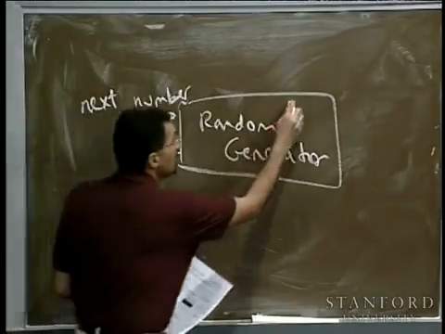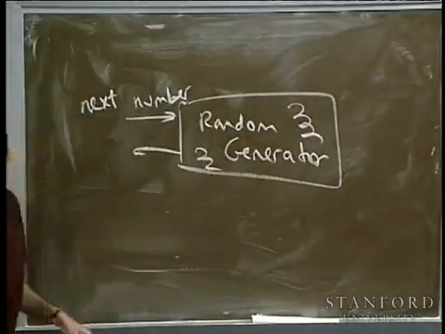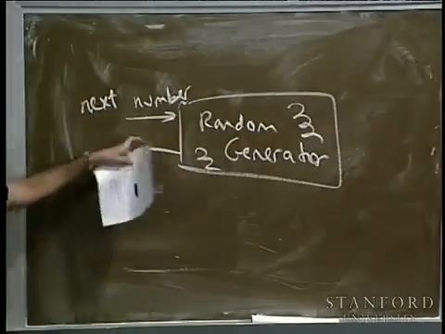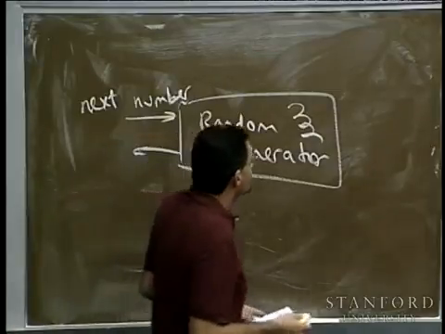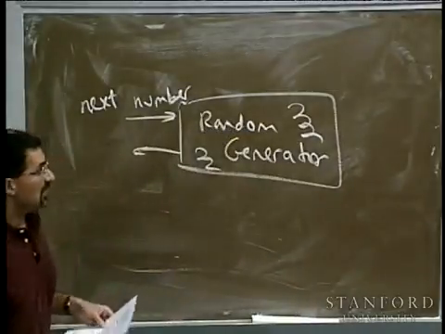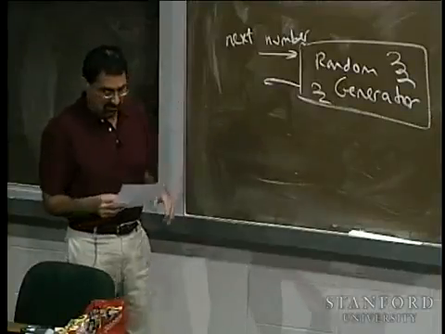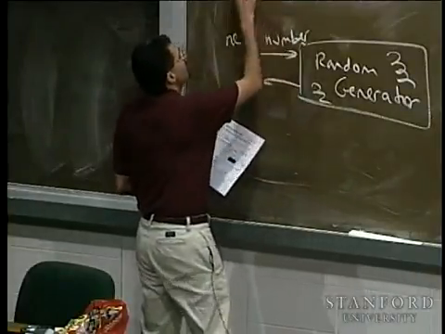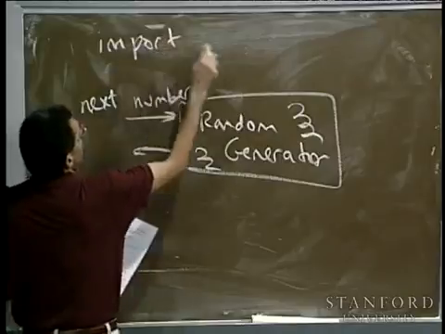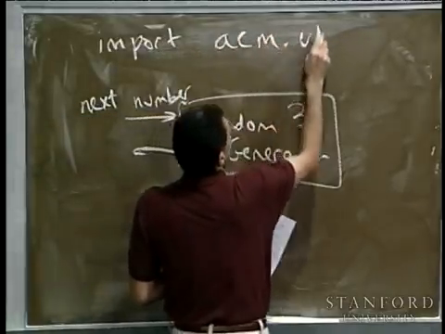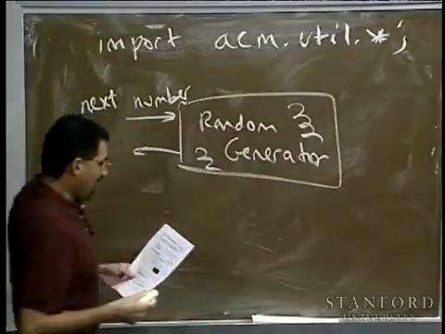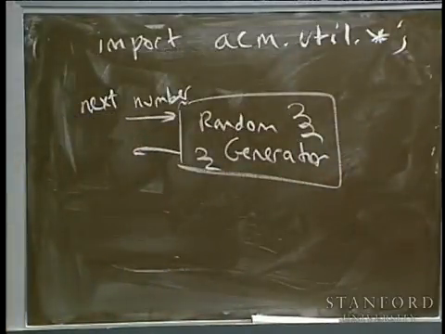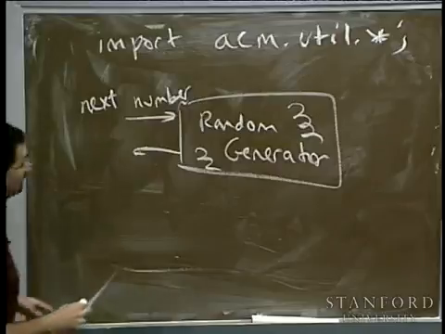It's a black box, and you don't care what's implemented inside of here. It's a toaster to you. You just ask it for random numbers, and it gives you random numbers instead of toast. Okay? So the way you actually can use one of these random generators as a client, this is a standard thing that exists in the ACM libraries. There is a library that you will import called acm.util.star, for utilities. And when you import that, you get this thing called the random generator. And I'll show you how to use that in just a second.